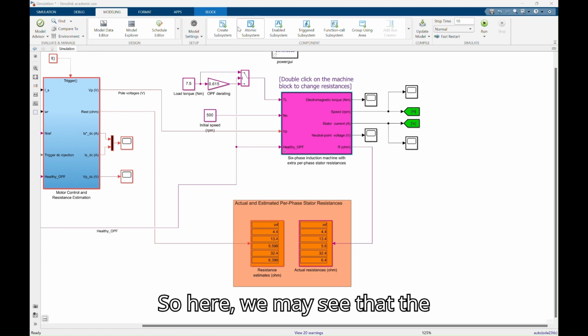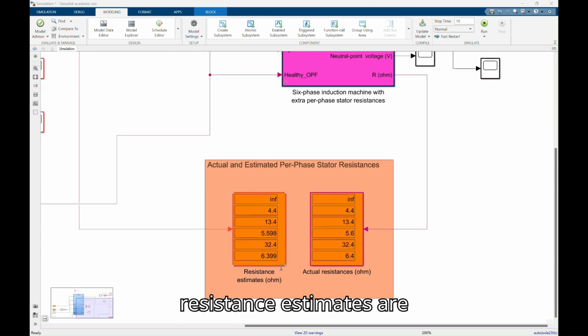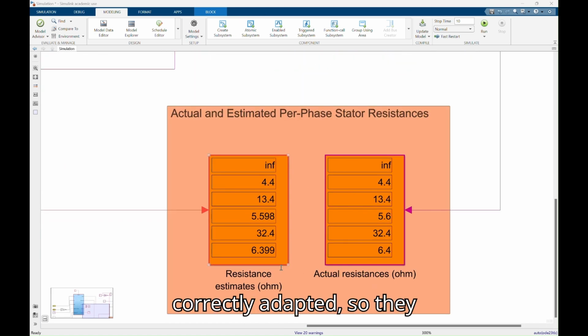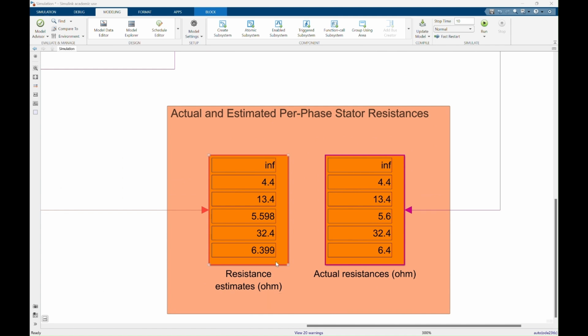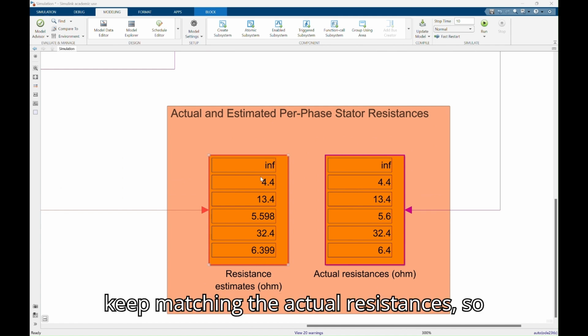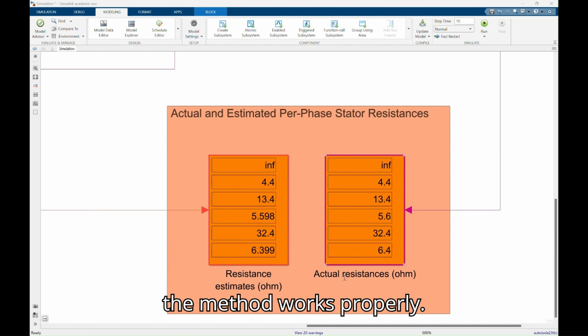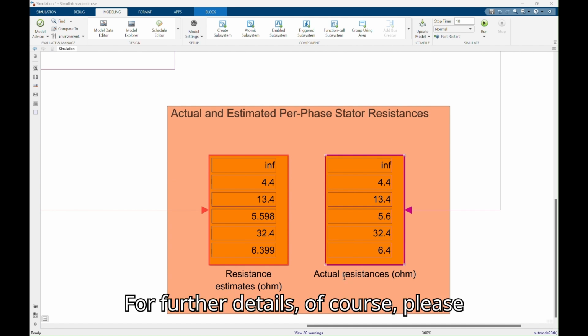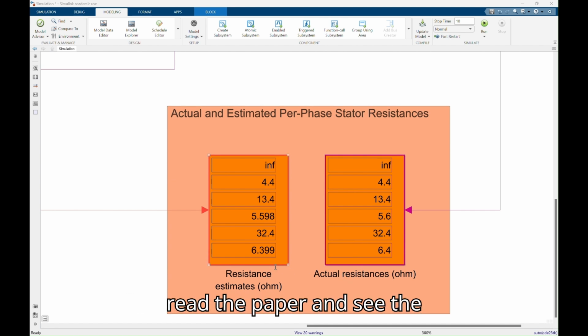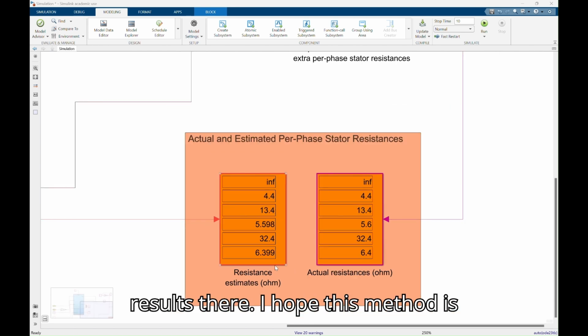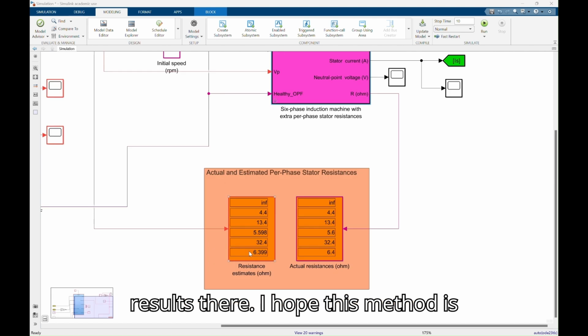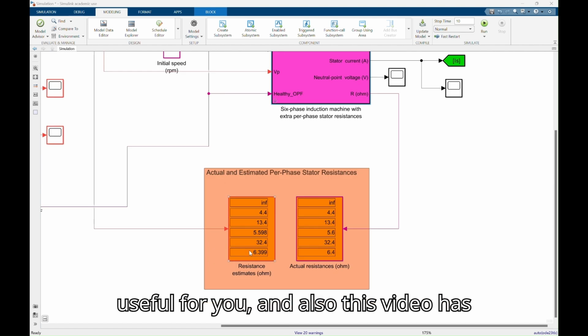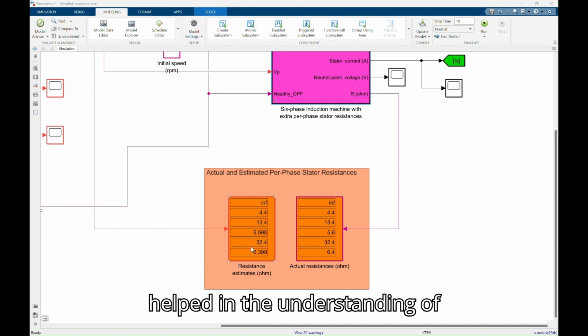So here we may see that the resistance estimates are correctly adapted. So they keep matching the actual resistances. So the method works properly. For further details, of course, please read the paper and see the explanations and the experimental results here. I hope this method is useful for you, and also this video has helped in the understanding of this method.